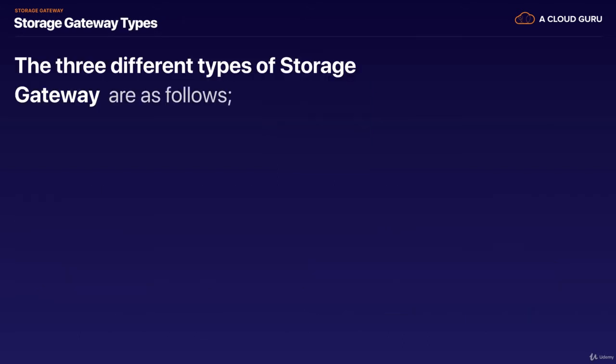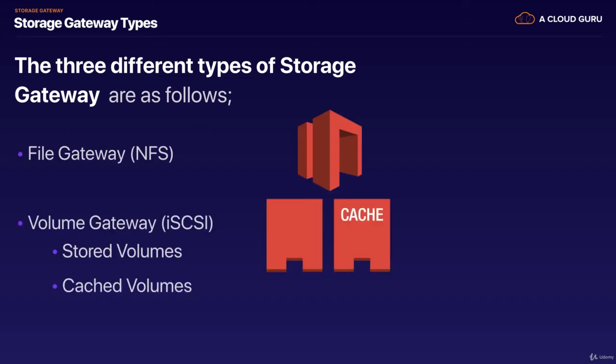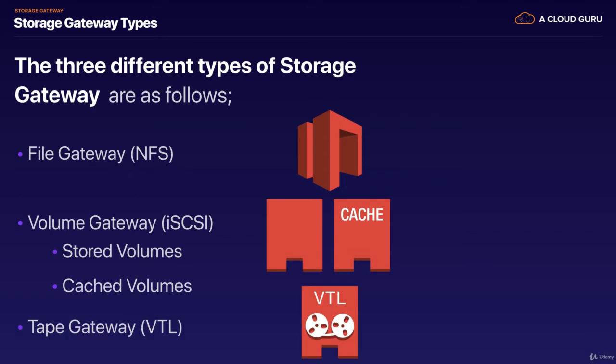So Storage Gateway comes in effectively 3 different flavors, and they are as follows. So we've got our File Gateway, and this is NFS. We then have our Volume Gateway. This is using iSCSI. So File Gateway is basically a way of storing files in S3, whereas Volume Gateway is a way of storing basically copies of your hard disk drives or virtual hard disk drives in S3. And there's 2 different types of Volume Gateway. You've got your stored volumes, and then you've also got your cached volumes as well. And then finally, we have Tape Gateway, and this is a virtual tape library. So let's go ahead and have a look at all of them.